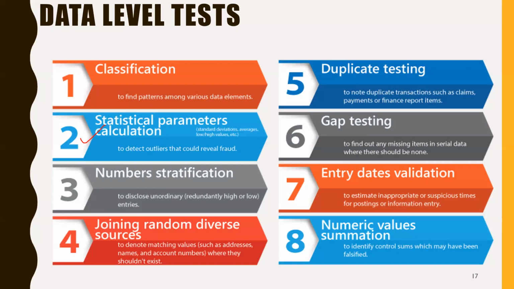Then random diverse sources, like checking payroll data with vendor data, or taking employee data and checking with high court cases or police records. Like that, we have a lot of random verifications which we can do, duplicate testing, gap testing. These are all things which we can do in our regular day-to-day audit basis.